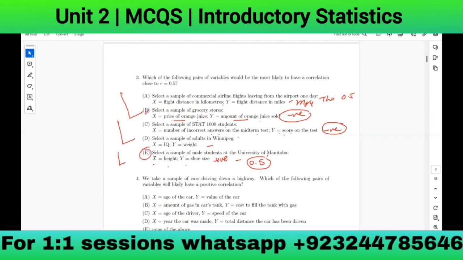The other three are not correct because they are negative, and this one has kilometers and distance in miles, so this is a very big difference, so it may be more than 0.5, not exactly 0.5. Only the height and shoe size may be relevantly equal to 0.5.